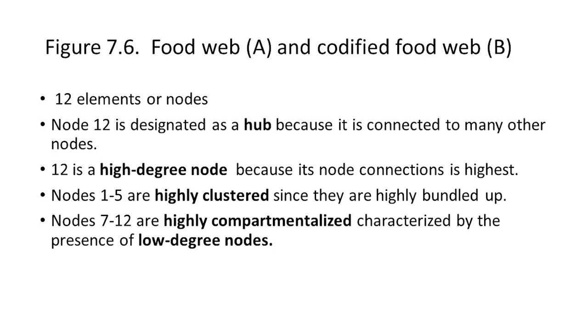Now let's focus on figure 7.6, which is a food web, and the other figure, figure B, is the codified food web. You will see in the figures 12 elements or nodes. Node 12 is designated as a hub because it is connected to many other nodes. Node 12 is a high degree node because its node connection is highest. Nodes 1 to 5 are highly clustered since they are highly bundled up. Nodes 7 to 12 are highly compartmentalized, characterized by the presence of low-degree nodes.